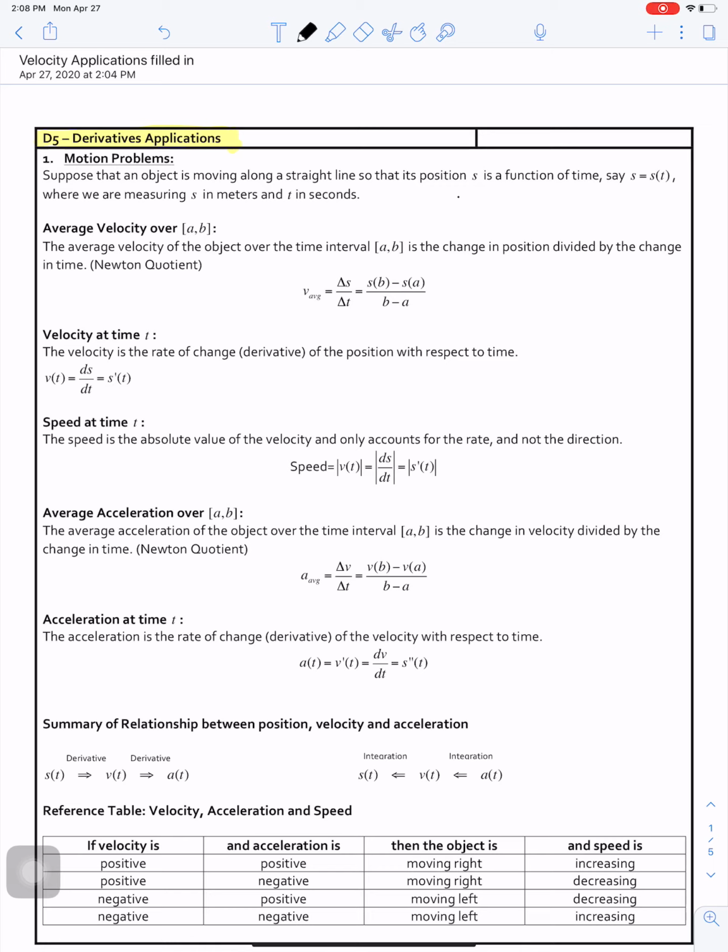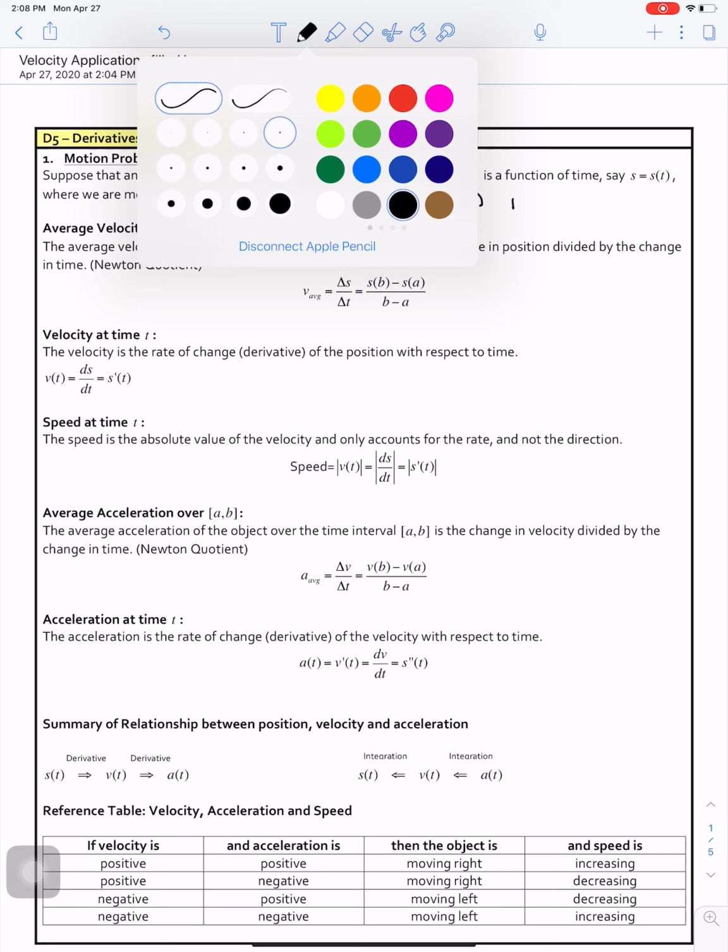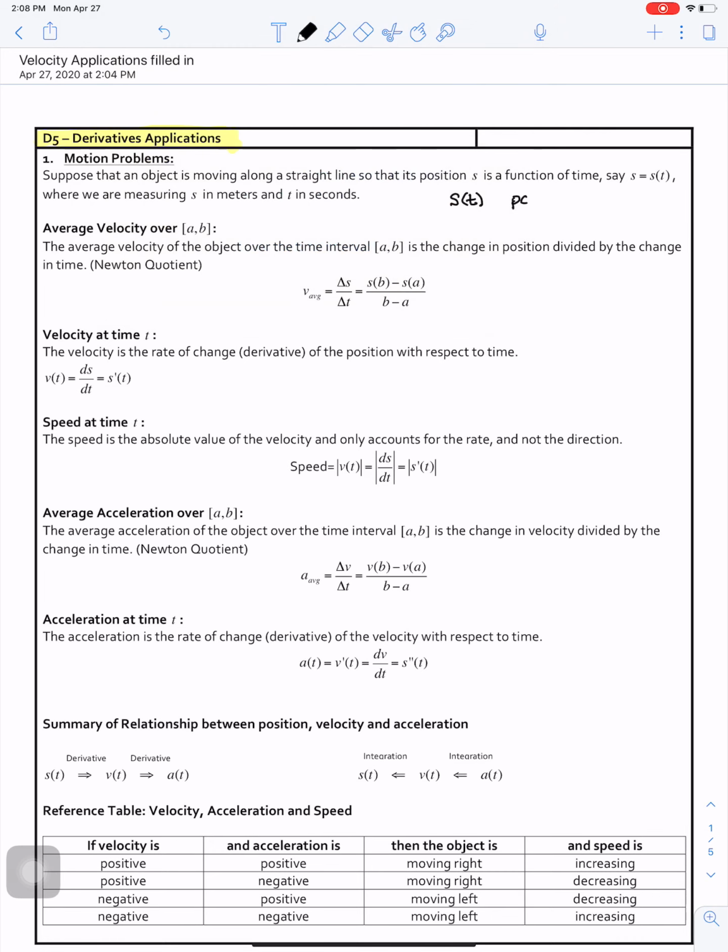We're going to refer to the position function of that object as s of t. So this is the position of the object at any given time t. Sometimes you'll see that different textbooks refer to this in different ways. Some position functions are referred to as x of t. I'm just used to using s of t, so we can do that.